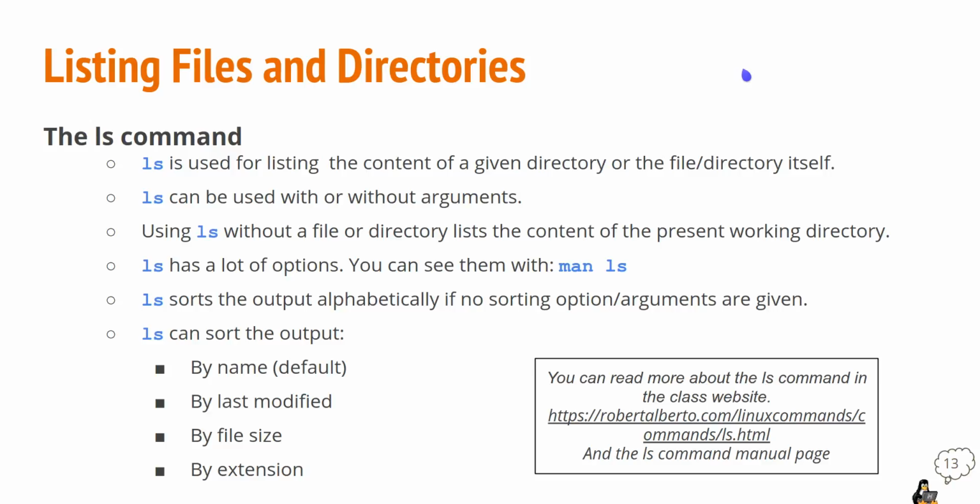ls sorts the output alphabetically if no sorting options or arguments are given. ls can sort the output, meaning the content of whatever directory you're listing, by name, the last time it was modified, file name, or extension. You can read more about the ls command in the website for the course over here, robertalberto.com/linuxcommands/ls.html, and the ls command manual page as I showed you before.